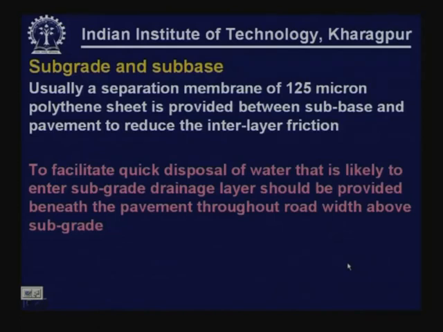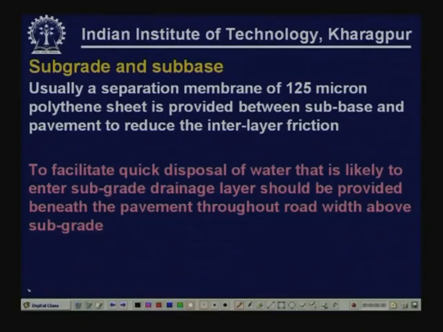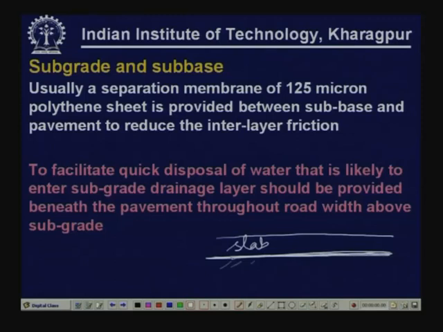Usually, a separation membrane of about 125 micron polythene sheet is provided between subbase and pavement. This is a condition that is recommended by the Indian Roads Congress. Some agencies do not recommend this. The implication of this is, if this is the slab and below we have the foundation, we are placing a polythene sheet between them, making this ideally a smooth interface.